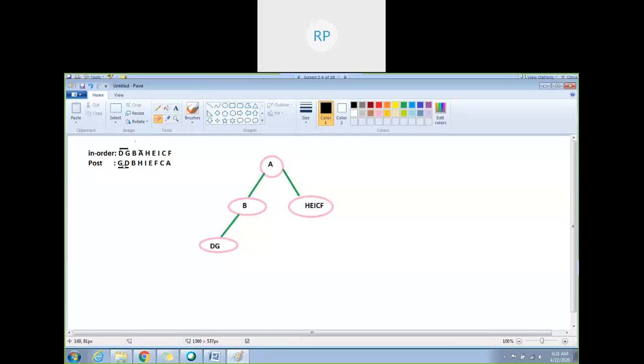So what about G? I am checking here. I found that among these two, D is my root node. And what are the left elements and what are the right elements? No left element, but what is my right element? G. So I found that D is my root node. And G is on the right or left? Right side, right. Yeah, right side.